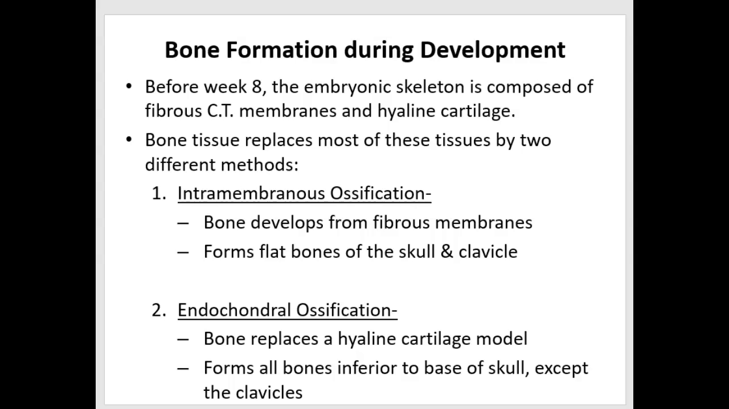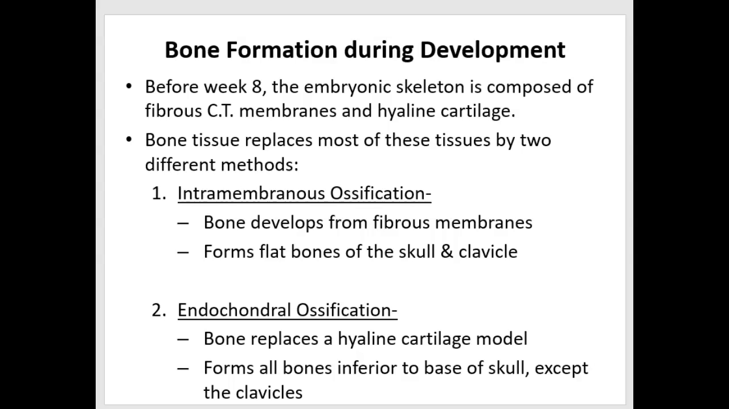There's two different methods that I mentioned, intramembranous ossification and endochondral ossification. Intramembranous will occur to form the flat bones of the skull and the clavicle. And in this case, that fibrous connective tissue membrane is going to turn into bone.